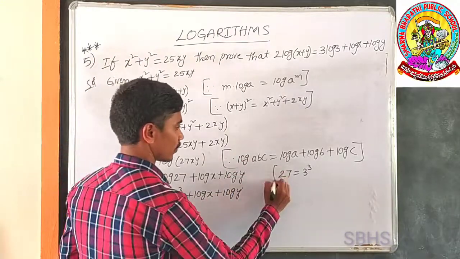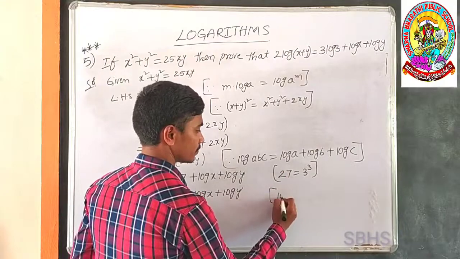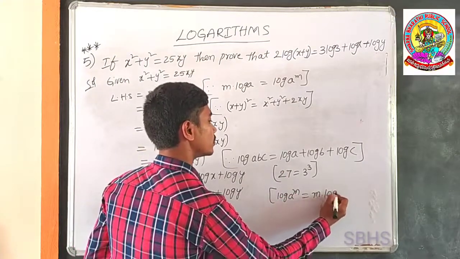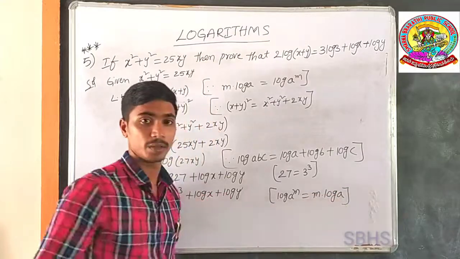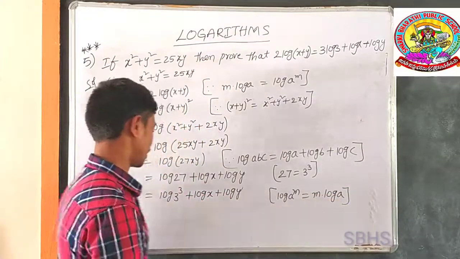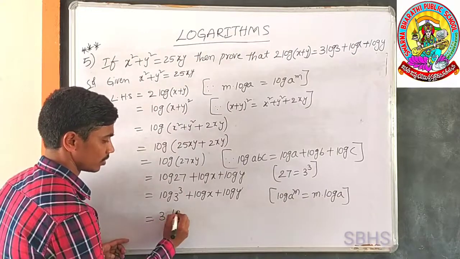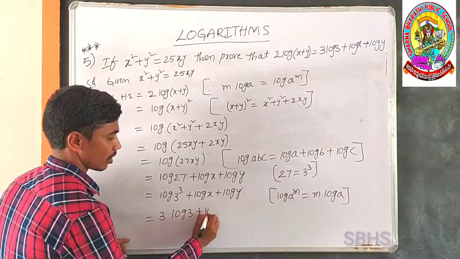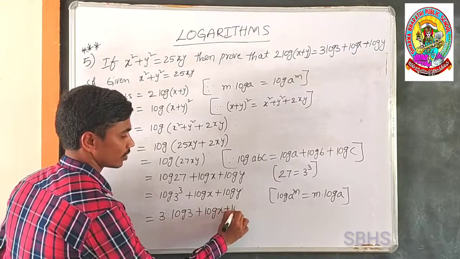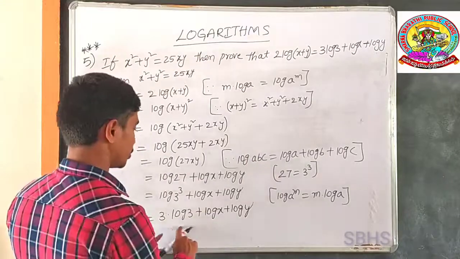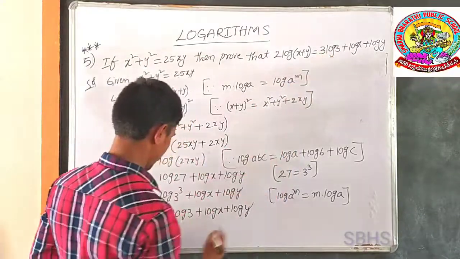Here it is in the form of log a power m. Log a power m is equal to m into log a. So log 3 power 3 is equal to 3 into log 3 plus log x plus log y, which is equal to RHS.